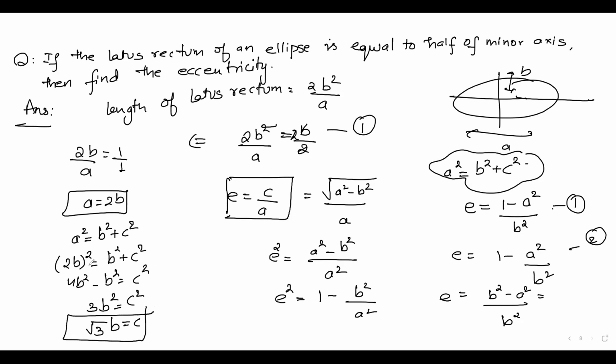You have c, you have a. Now can you tell me what is the eccentricity? It will be root 3b by 2b. Cancel out this b. Root 3 by 2. Sorry, yeah, root 3 by 2. Okay.